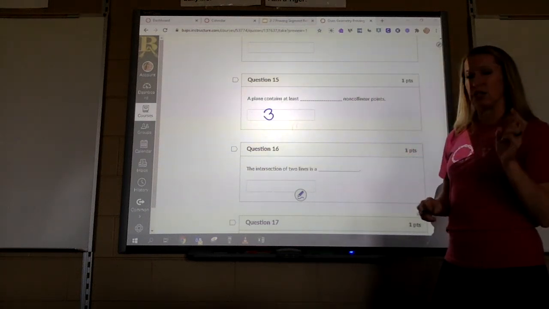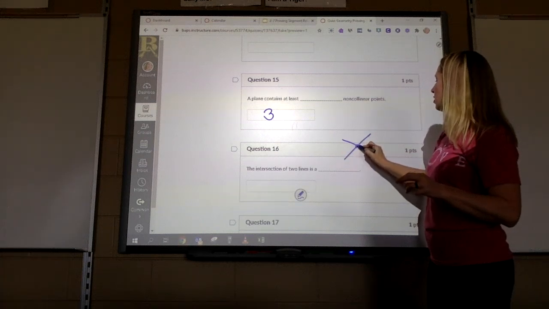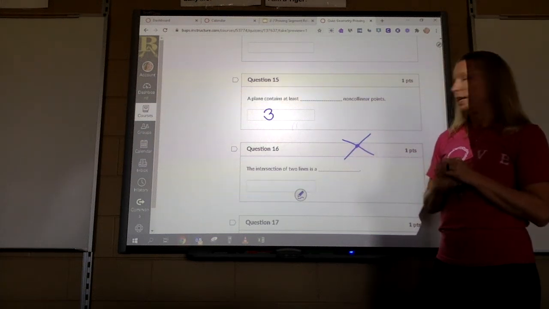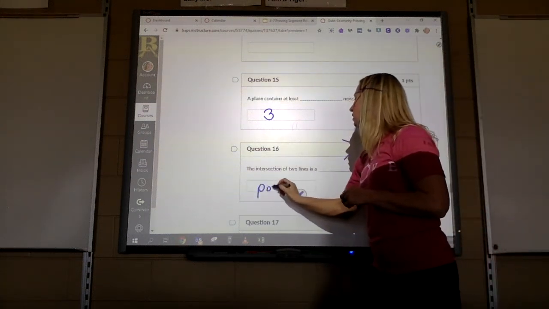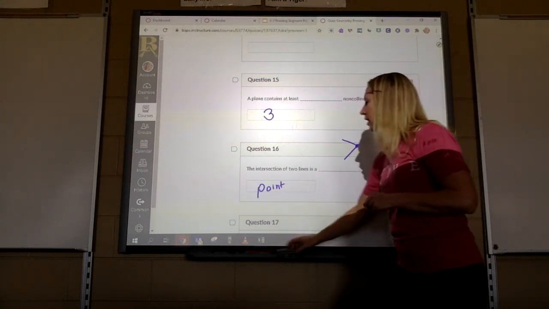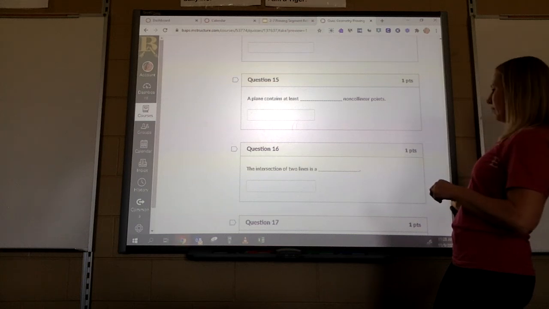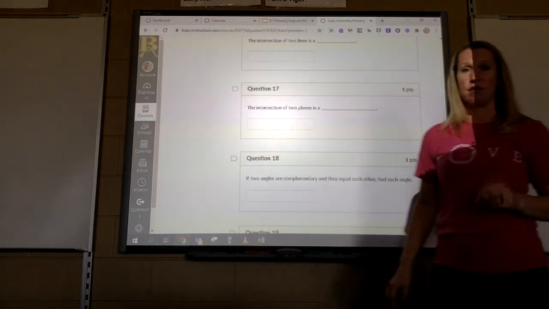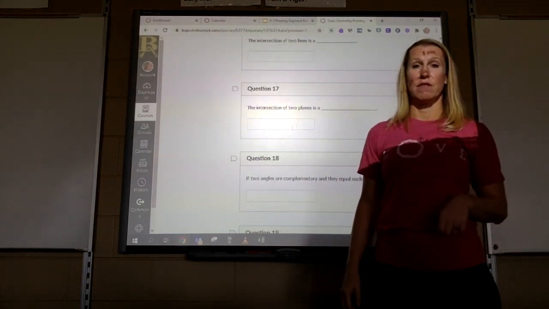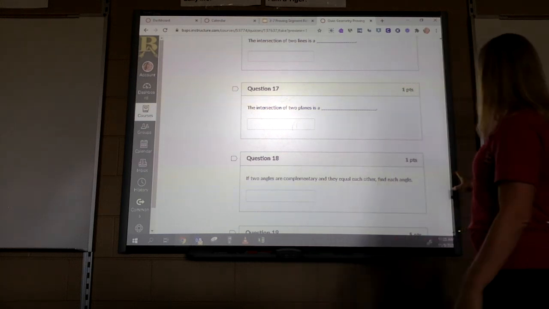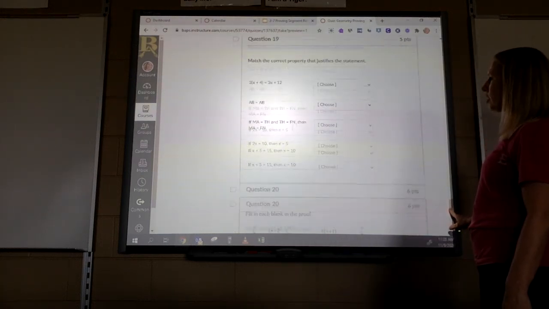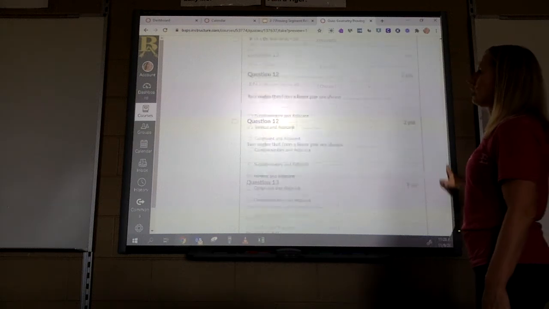And then the intersection of 2 lines. What's the intersection of 2 lines? It's a point. And then, what's the intersection of 2 planes? The intersection of 2 planes is a line. So I do have some review questions and finishing with proofs.